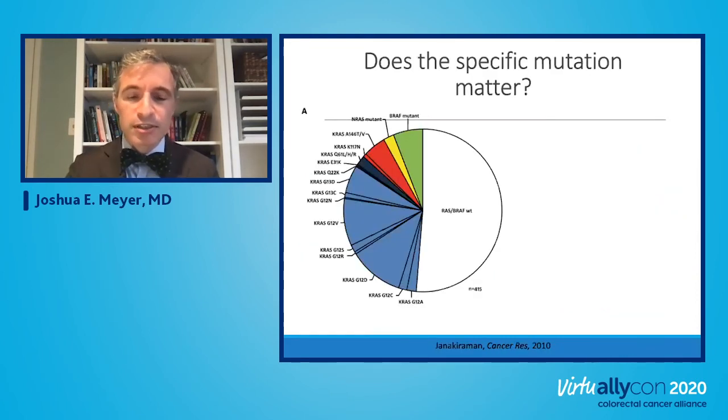So the question is, does it really matter? I'll tell you all these things about a specific mutation here versus over there. Why should we really care? Well, it does matter. And this is an example of why.